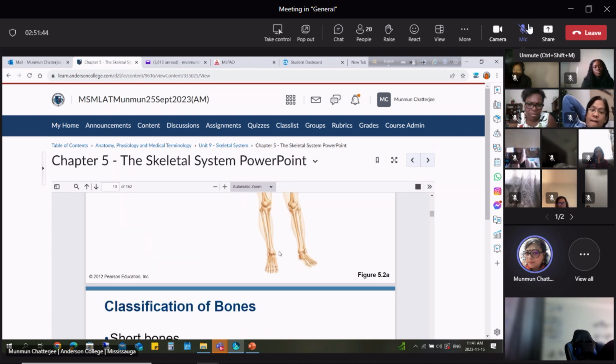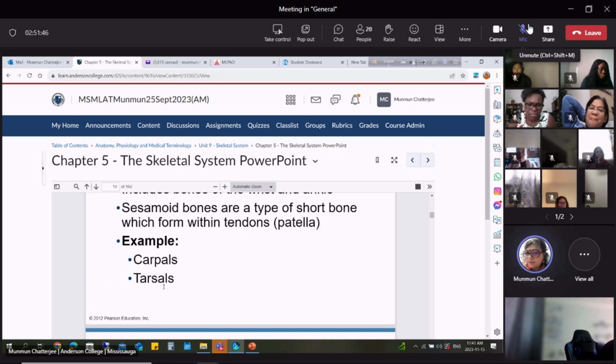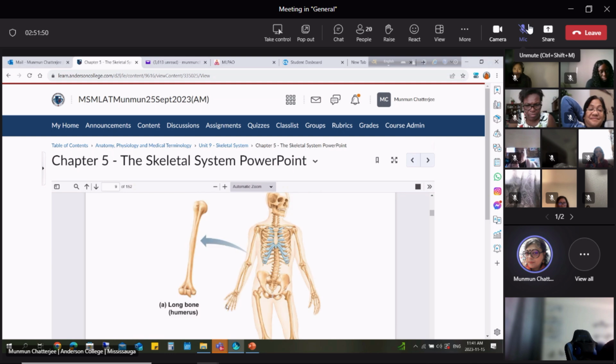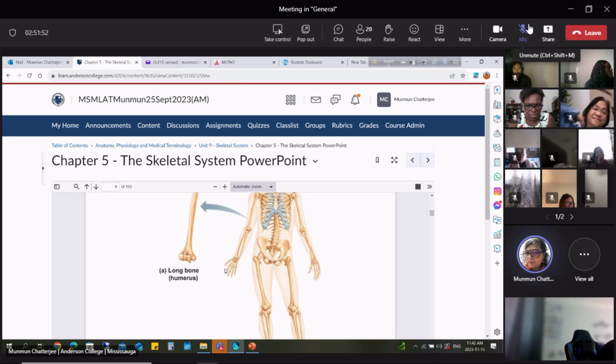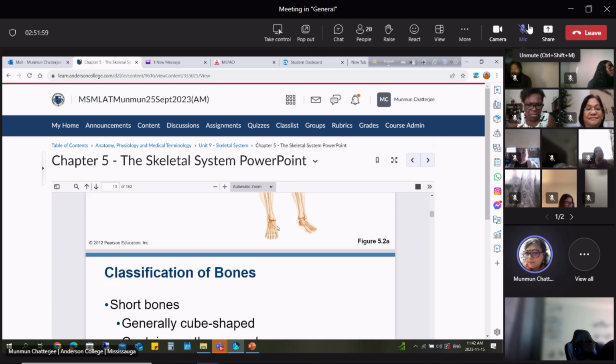And then we have the sesamoid bones. This is the patella, also a short bone. Examples: carpals and tarsals. The wrist bones are called carpals, and the ankle bones are called tarsals. They differ, like the metacarpals, depending upon the size. So the wrist bones have the name carpals.